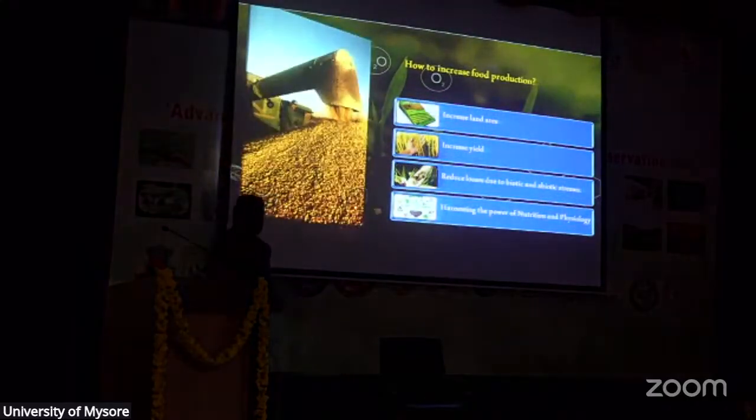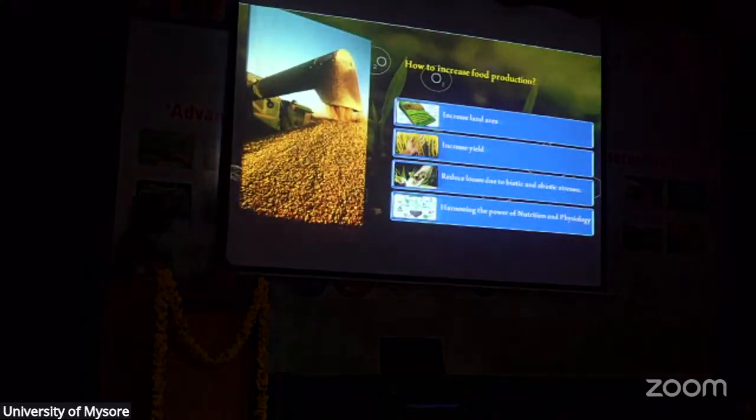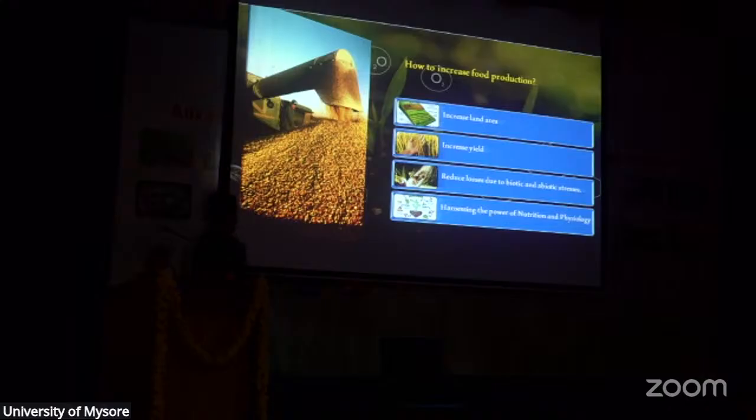So, what are the possibilities of increasing food production? One is increased land area, that is ruled out because land is shrinking. Increased yield by way of genetics has already reached a plateau, and a dramatic increase is not possible anymore. But there are two other options left to us: reduce the losses due to biotic and abiotic stresses, and harness the power of nutrition and physiology. This is where much knowledge is required.